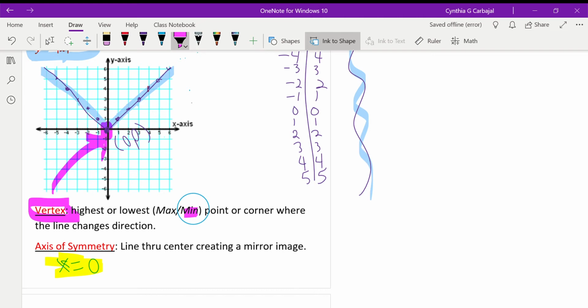All right, and then the next thing we need to know is the axis of symmetry. The axis of symmetry is the line that goes right through the middle or the center that creates a mirror image from left to right. So in this case, it would be the line that goes right down the middle of the absolute value function, where the left side looks exactly like the right, and that goes right through the 0, where x is 0. So that's why our axis of symmetry is x equals 0. And it always is a vertical line.